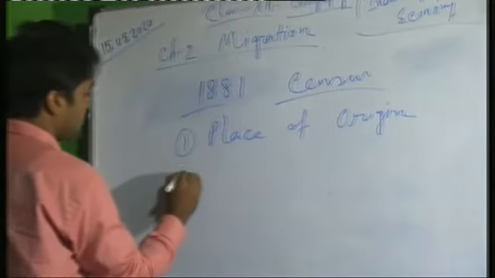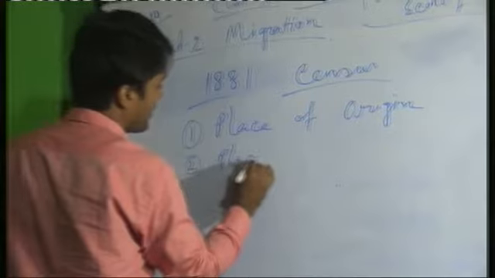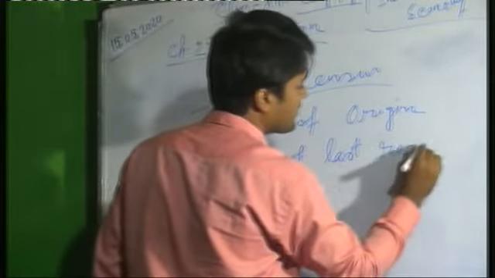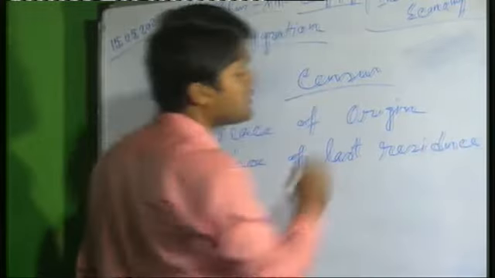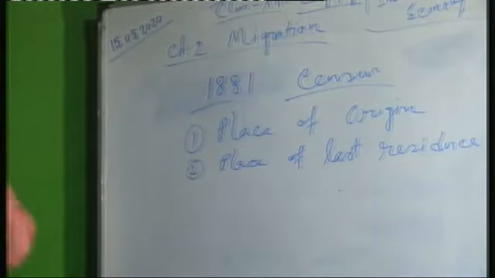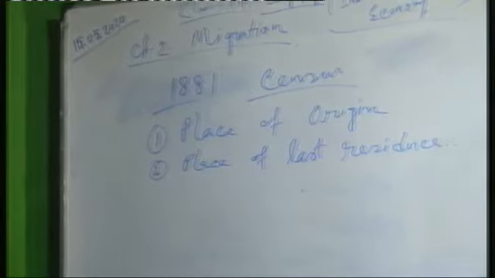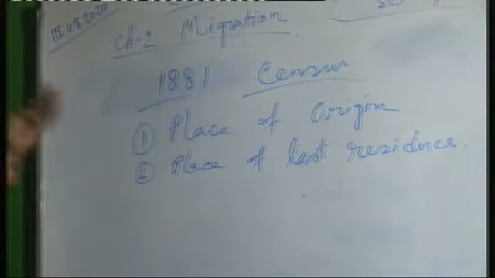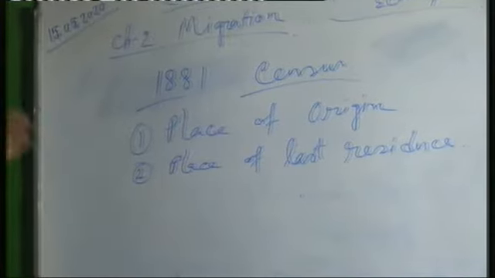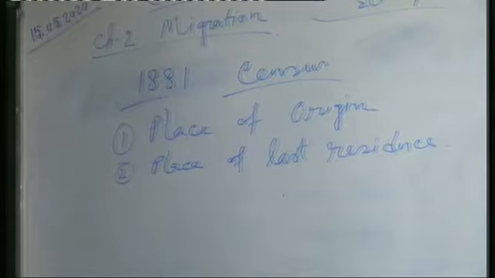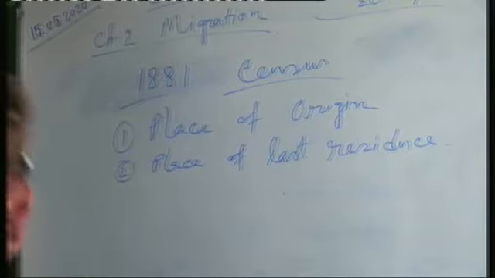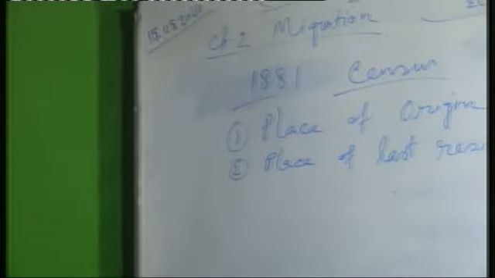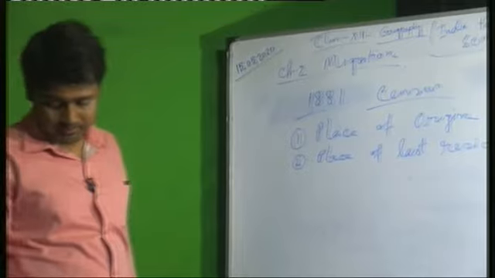the second base is place of last residence. This is very important. The place of origin and place of last residence both give us information about migration: how many people migrate from India to another country or from one state to another state. This is the information we will get from migration.